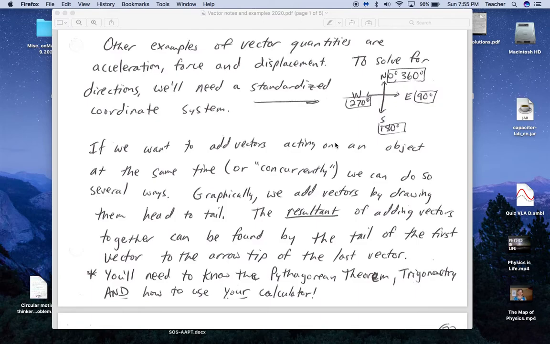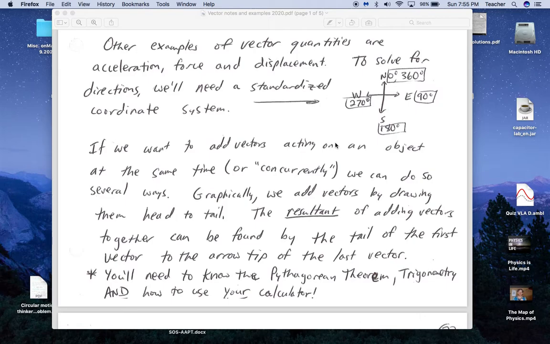So if we want to add vectors acting on an object at the same time in the same location, which is called concurrently acting vectors, we can do so a few ways. One is we could add vectors vectorially by drawing them tip to tail. So the result of adding vectors can be found by looking at the tail of the first vector and attaching it to the arrow tip of the last vector.